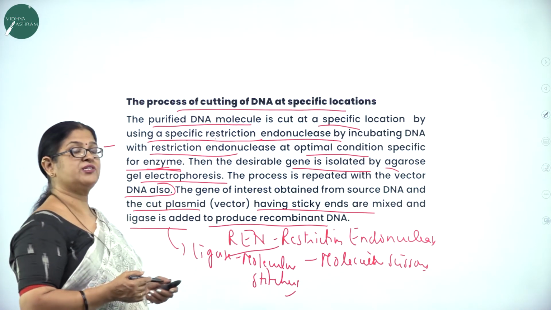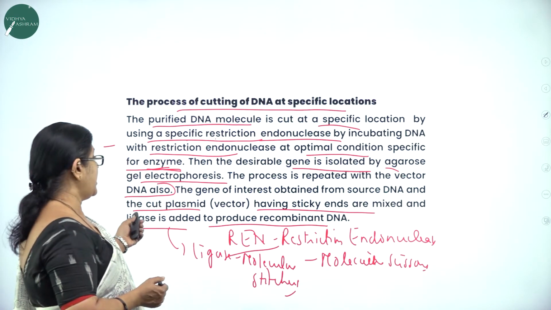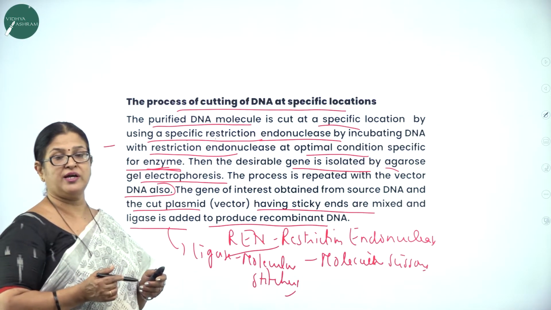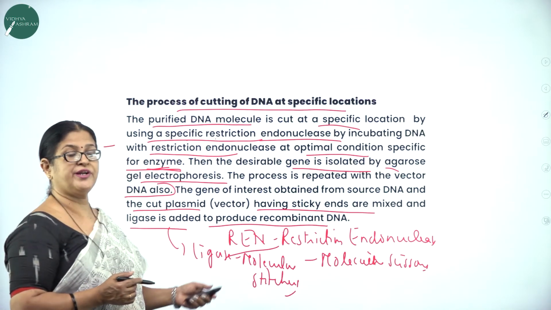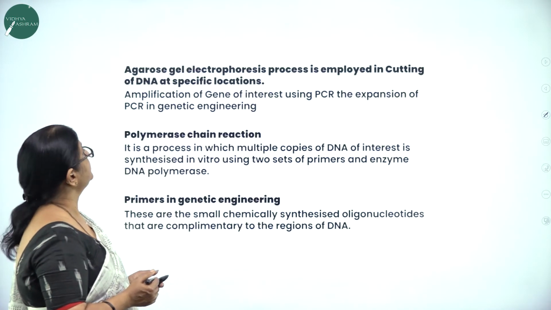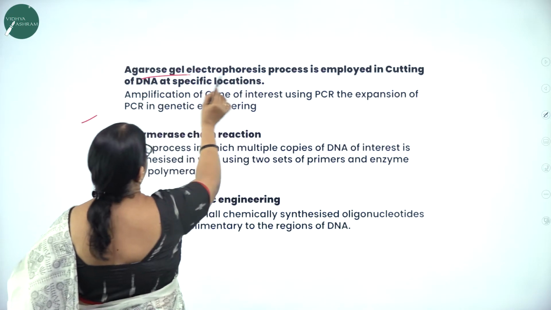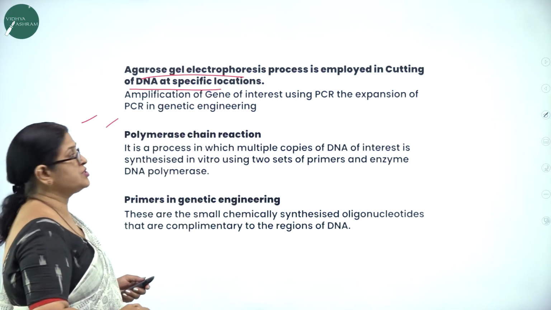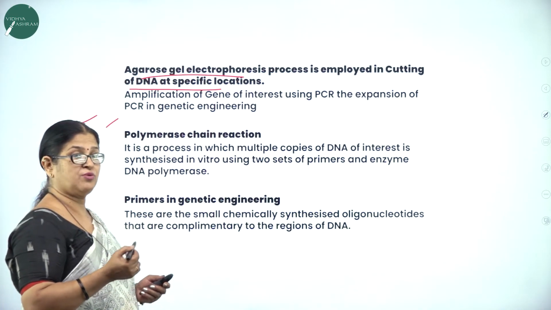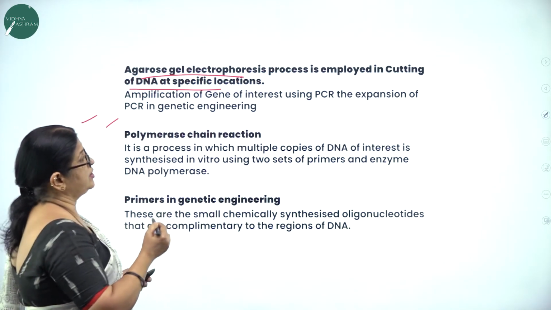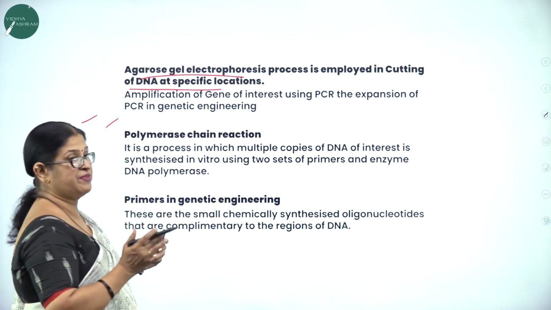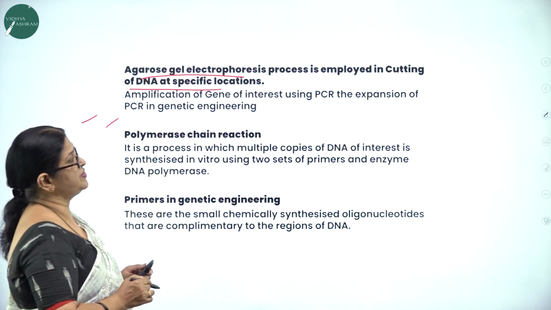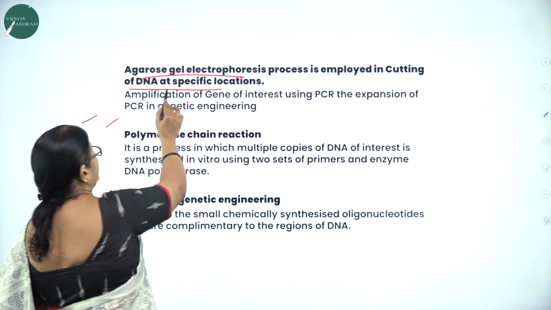Then the gene of interest obtained from the source DNA and the cut plasmid having sticky ends are mixed using what? Ligases, to produce what? Recombinant DNA. Then the agarose gel electrophoresis process is employed in cutting DNA at specific locations. So what is the technique used for this? Agarose gel electrophoresis is a process which is employed in cutting of DNA at specific locations.